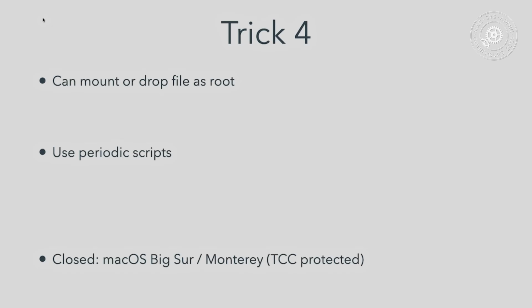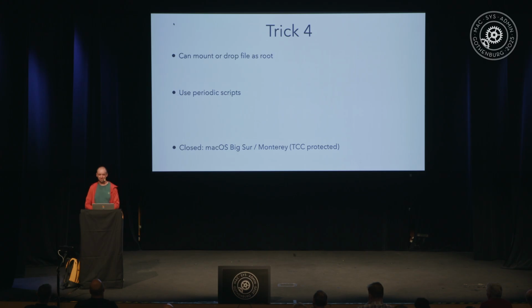OK, another one. Let's say I can mount anywhere or drop a file anywhere as root. How do I get code execution? One way was that I mount over the periodic scripts, and I wait for them to be executed as root. They closed this in multiple stages. On Big Sur, they made a change so that they execute those scripts with the file ownership. In Monterey, that location became TCC protected. And I think in Sonoma or Sequoia, periodic scripts are just gone.